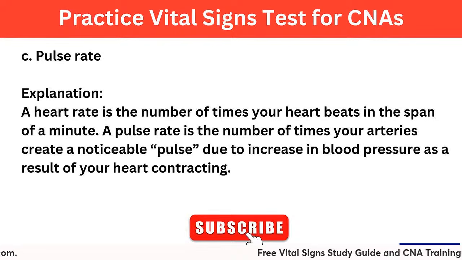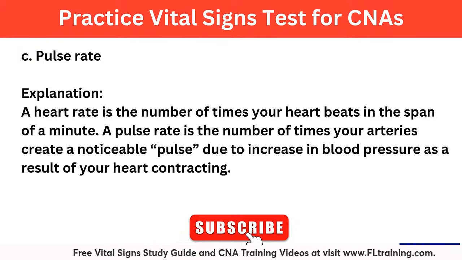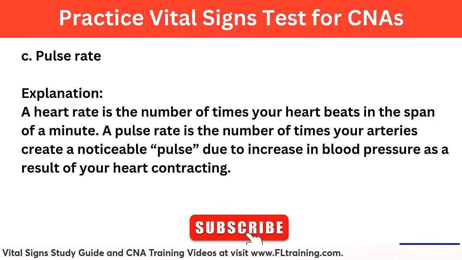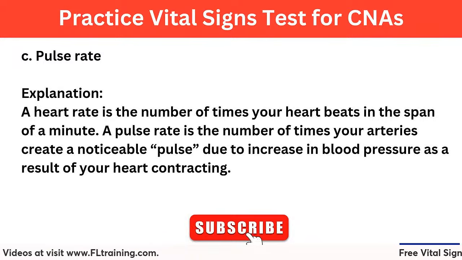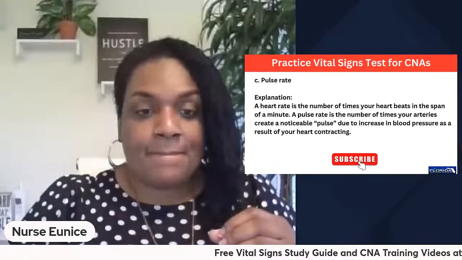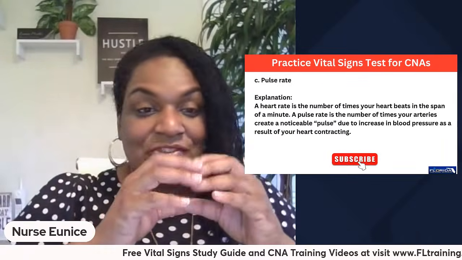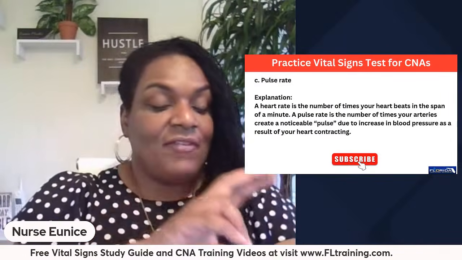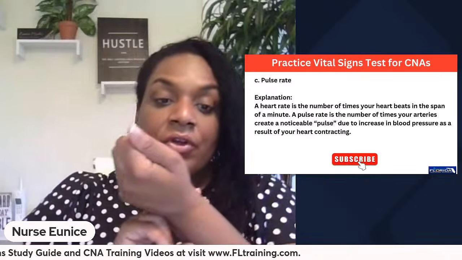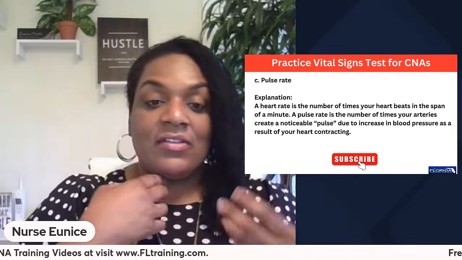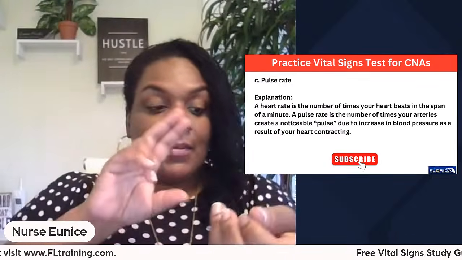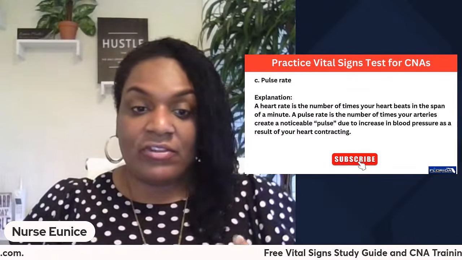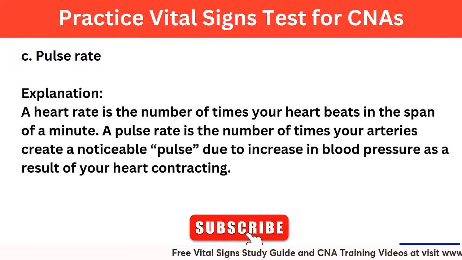So a heart rate is the number of times your heart beats in the span of a minute. A pulse rate is the number of times your arteries create a noticeable pulse due to decrease in blood pressure as a result of the heart contracting. So every time the heart beats, it pushes that blood out at various points throughout the body. You're going to feel a pulsation. And so when we say the pulse rate is how many pulses or how many beats you can actually feel with your fingers. Great job, team.